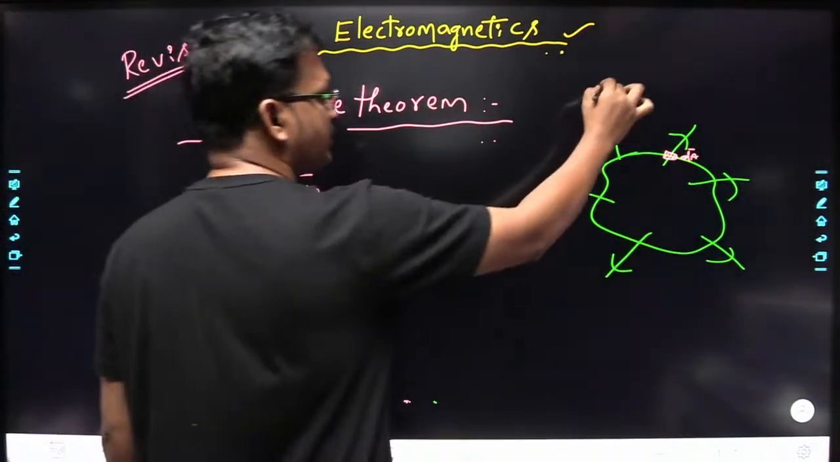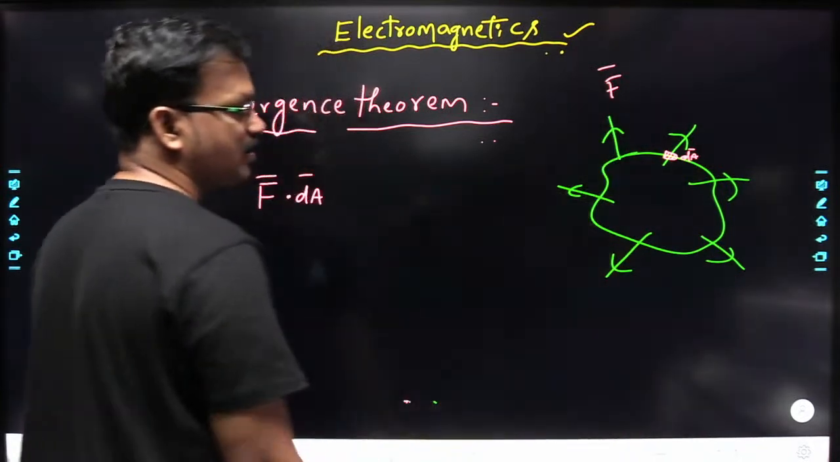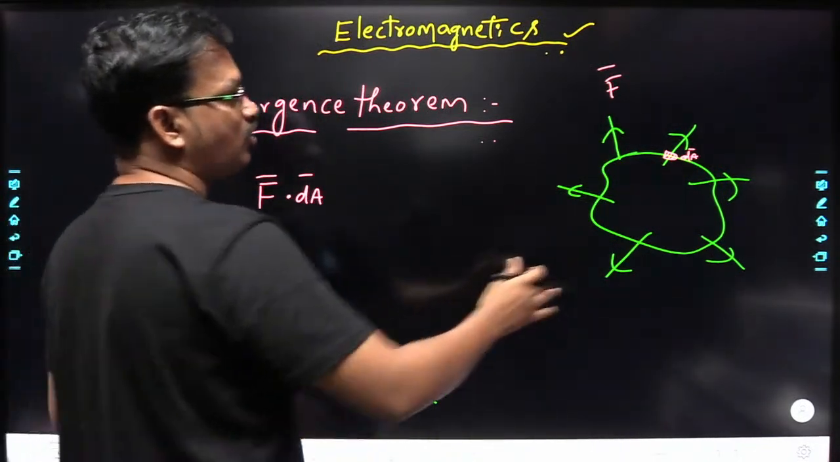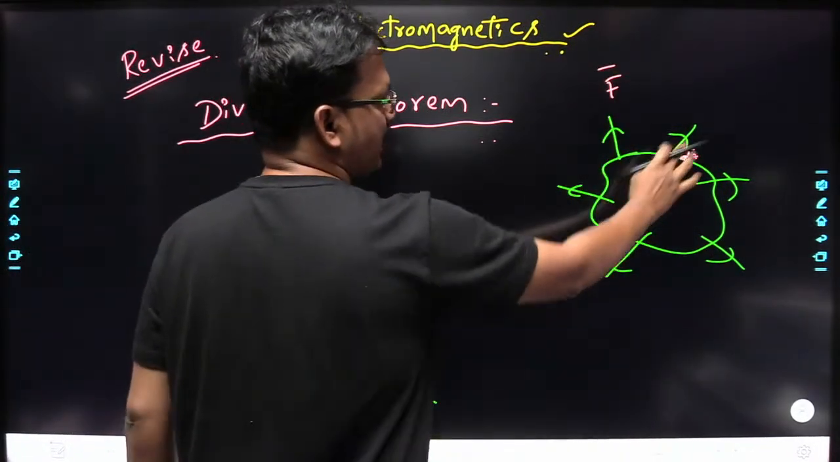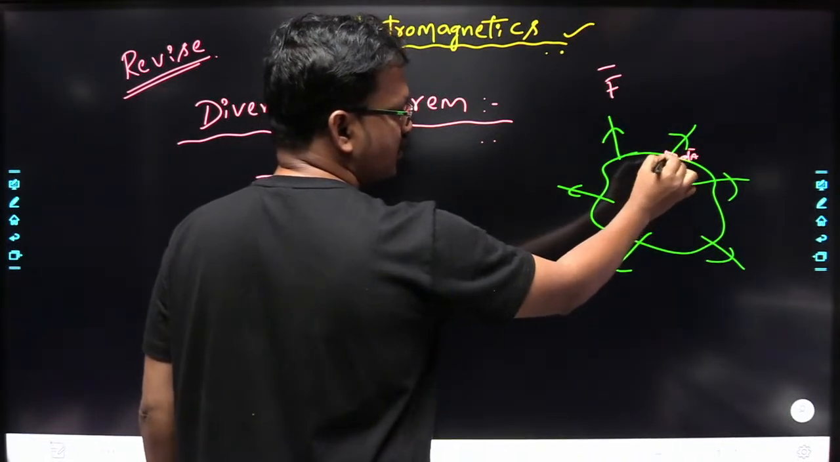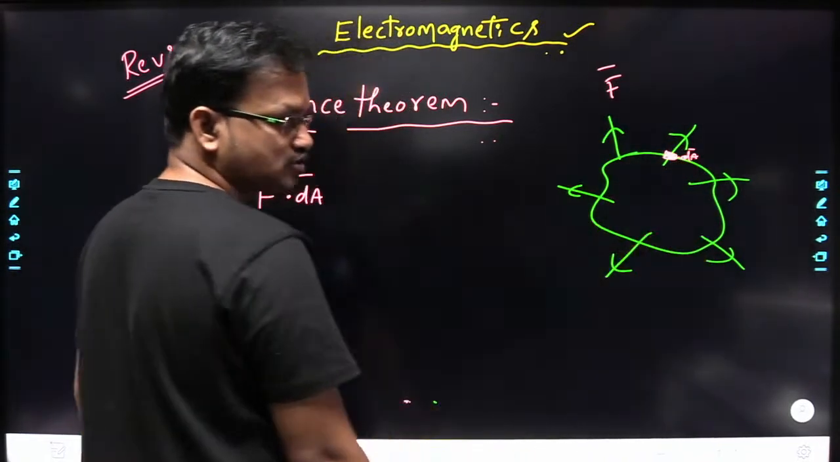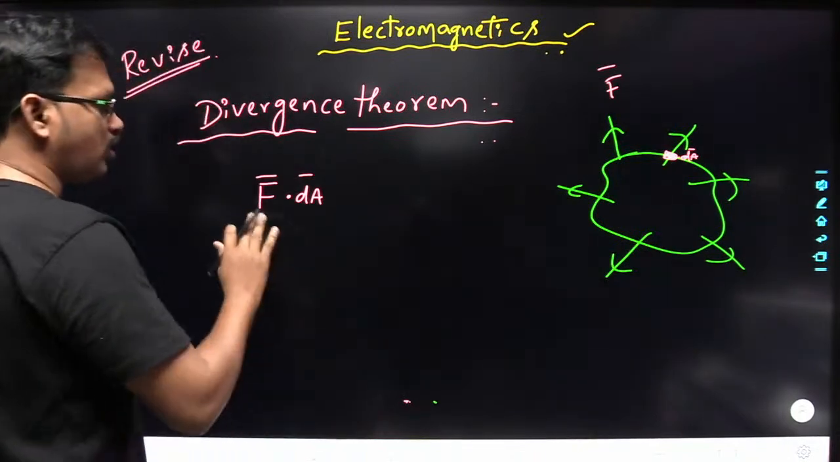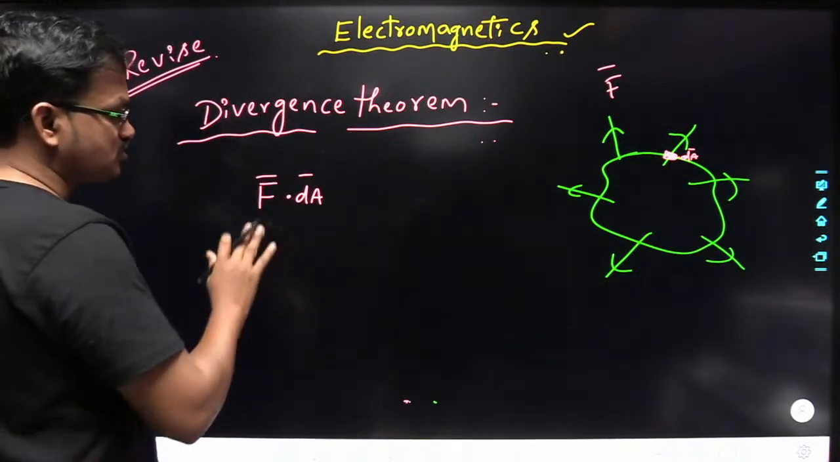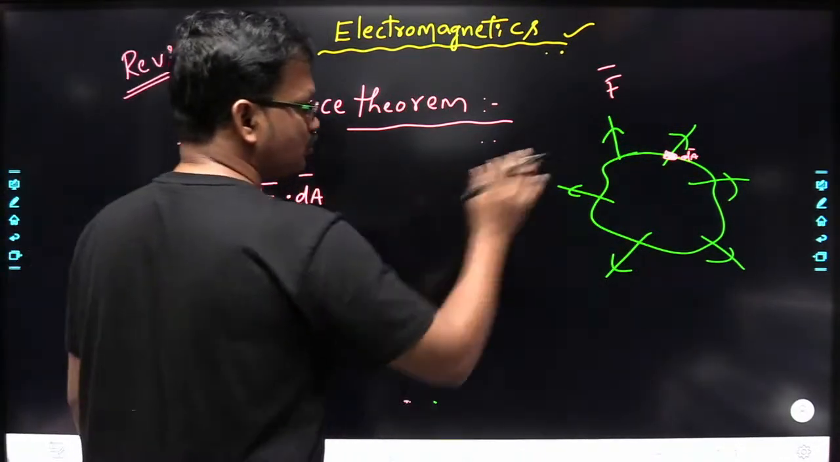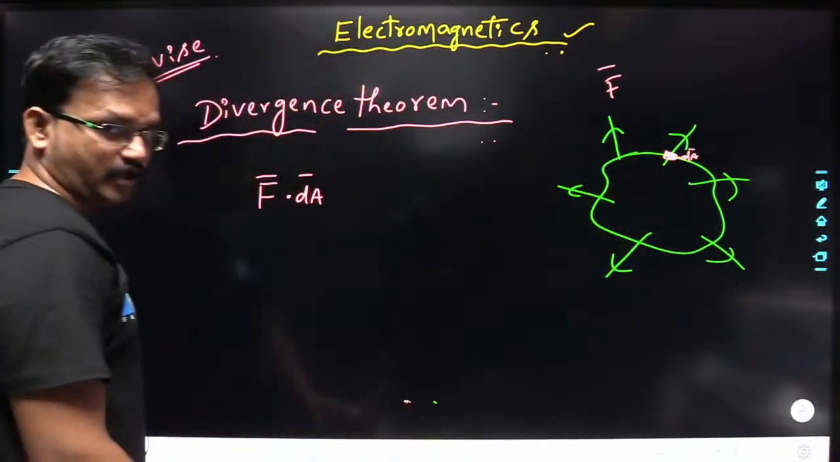Let the vector field be F bar. We want to determine how much of this vector field is going to penetrate through this small differential area dA bar. So if you want to do that, what you have to do? You have to do F bar dot dA bar. So this is going to give you the flux through this small differential area dA bar.